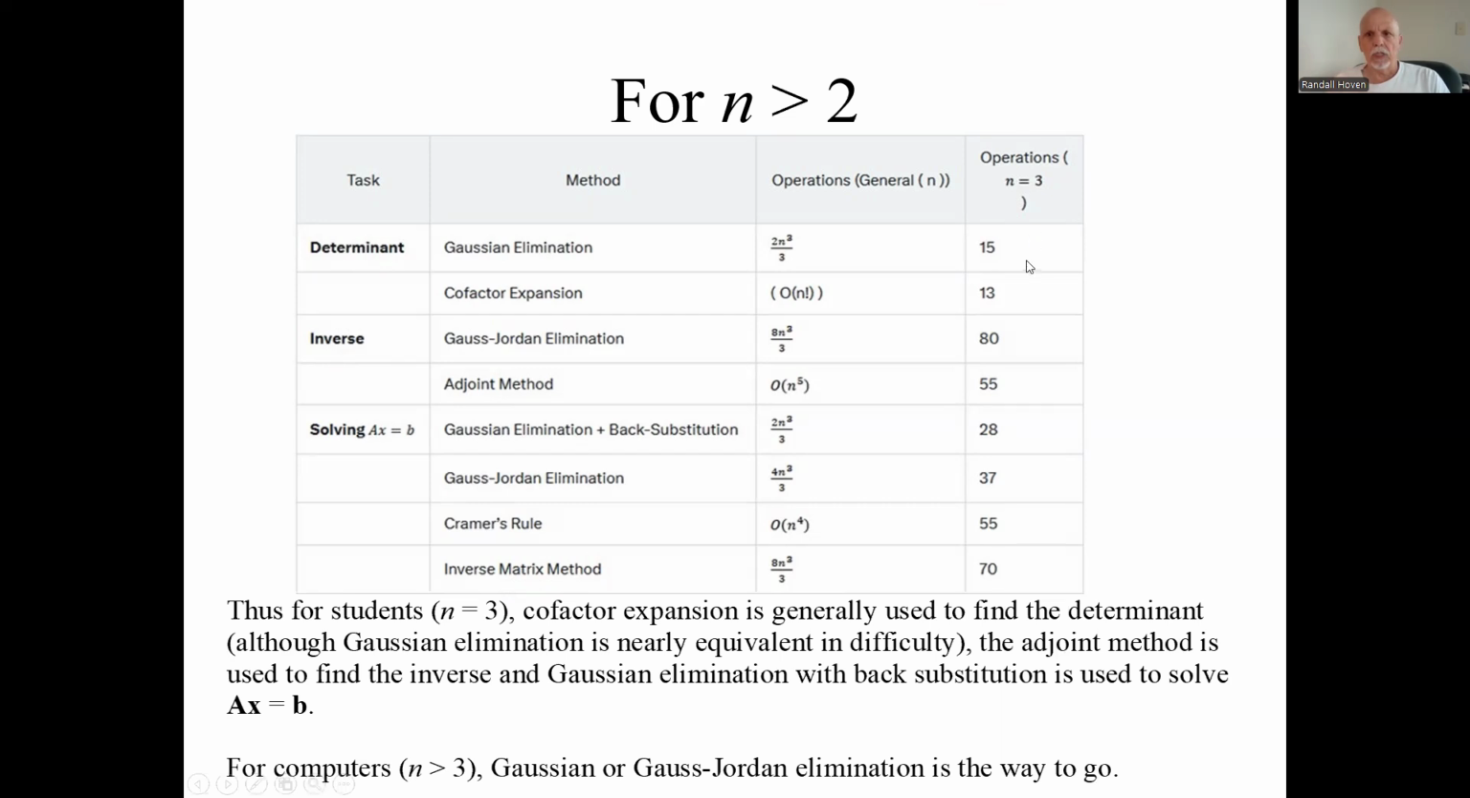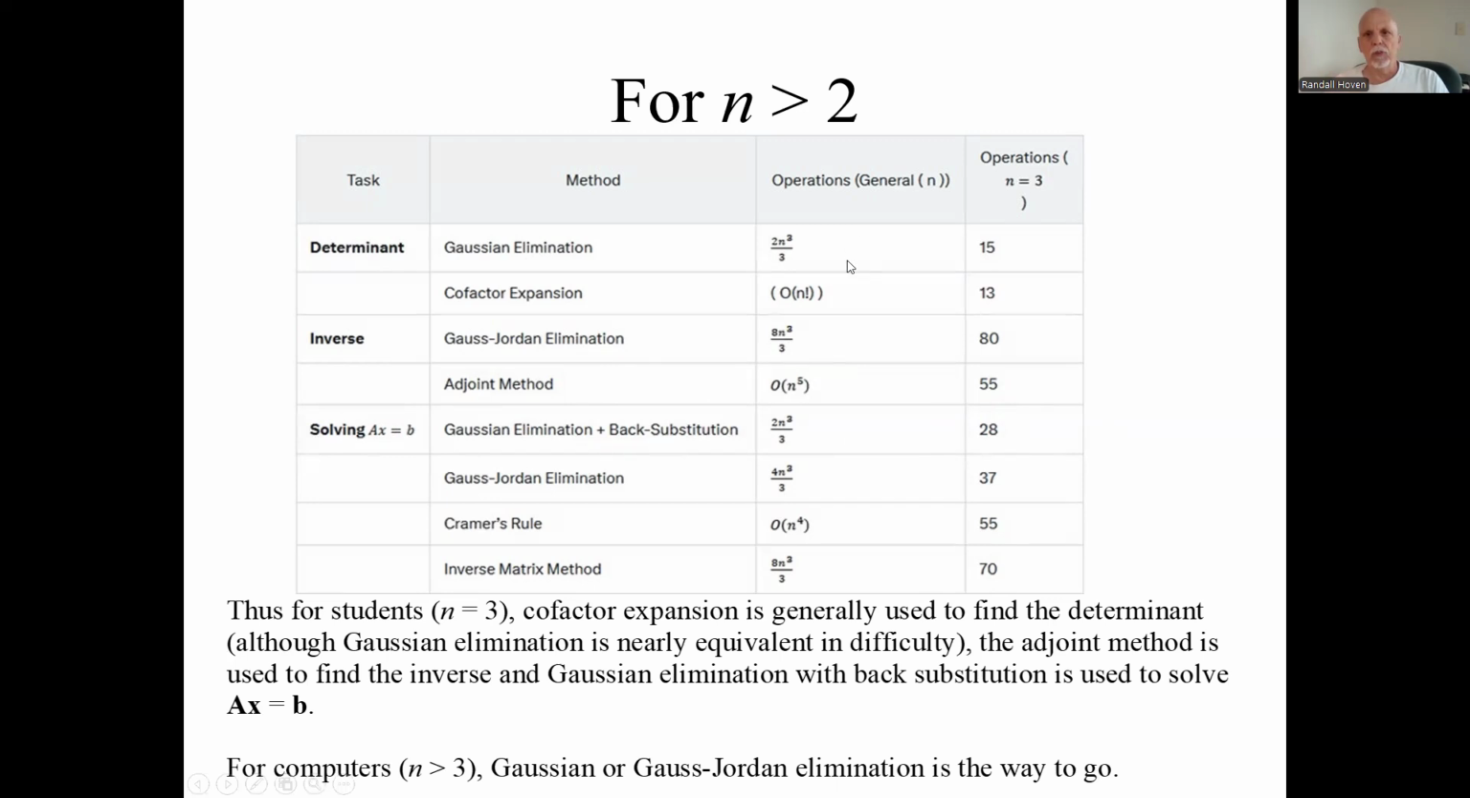Anyway, if you look at this, for the determinant, as a student, the most efficient thing is the cofactor expansion. And maybe that's all you were taught. I think that's all I taught in my NMath 8 course. For the inverse, the adjoint method is much better than Gauss-Jordan elimination. And that's the only method I taught in my NMath 8 class. And for solving AX equals B, let's see, what's the most efficient? Gaussian elimination with back substitution. And that's primarily what I taught in my NMath 8 class.